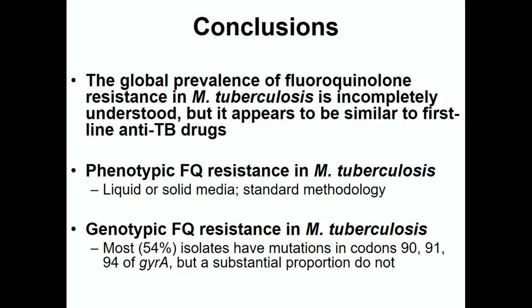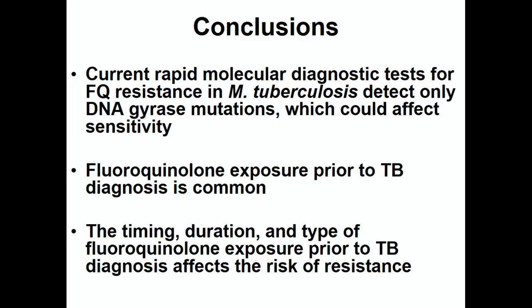So I'll conclude with a couple of slides here. The global prevalence of quinolone resistance in MTB is incompletely understood, but appears to be similar to first-line anti-TB drugs. Phenotypic resistance is determined with either liquid or solid media, and there are standard methods, but they're just not fully implemented. Genotypic resistance, at least in the one large survey, showed that most isolates have mutations at codons 90, 91, 94, but a substantial proportion do not. Current rapid molecular diagnostic tests for quinolone resistance detect only DNA gyrase mutations, which could affect sensitivity. Quinolone exposure prior to TB is common, and the timing, duration, and type of exposure prior to TB diagnosis affects the risk of resistance.